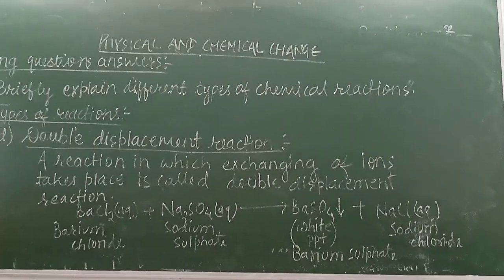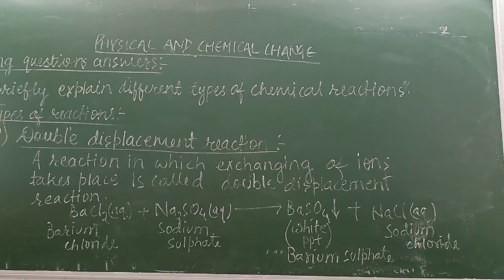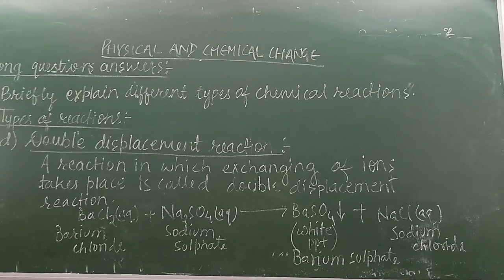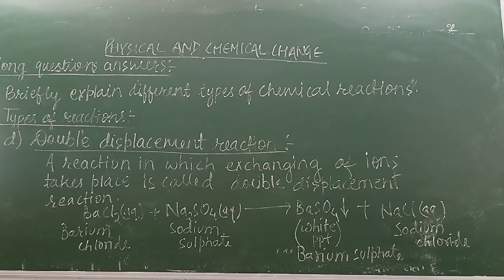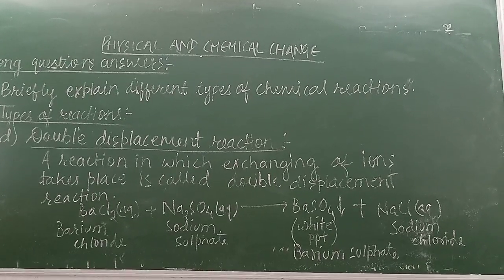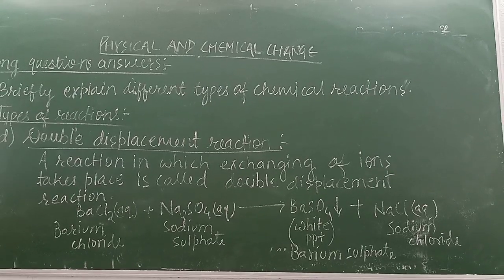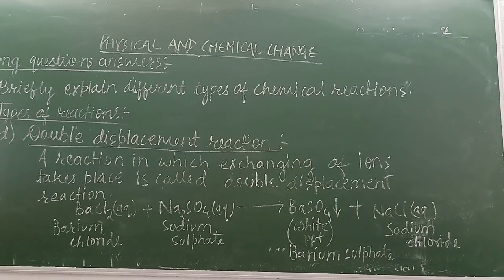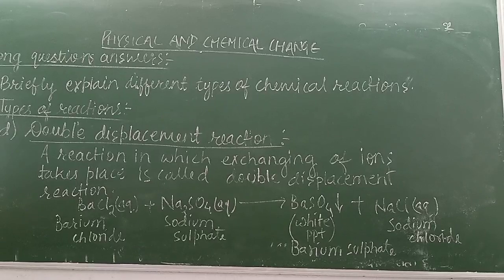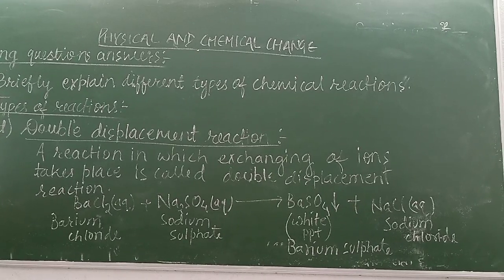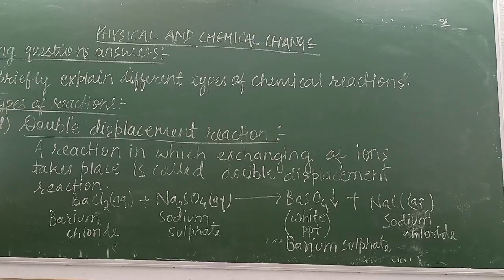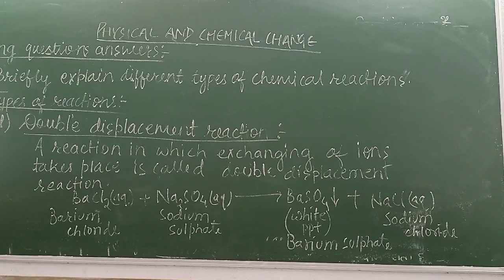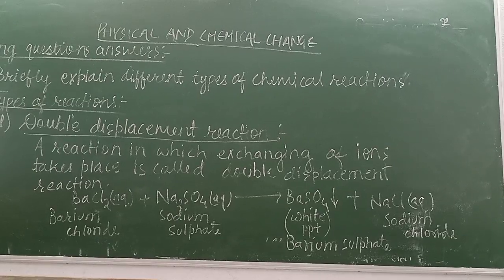Now next reaction is double displacement reaction. So what is double displacement reaction? A reaction in which exchanging of ions takes place is called double displacement reaction. Example, when barium chloride, BaCl2 aqueous, reacts with sodium sulfate, Na2SO4 aqueous, then it forms barium sulfate, white precipitate, and sodium chloride aqueous.